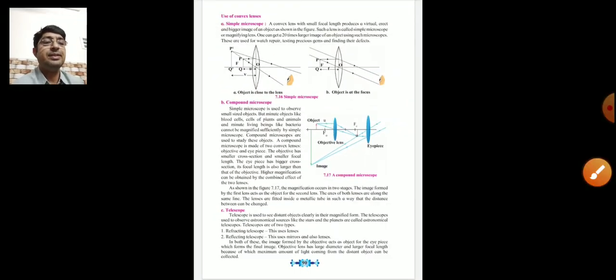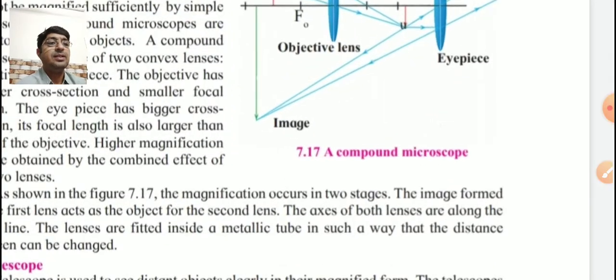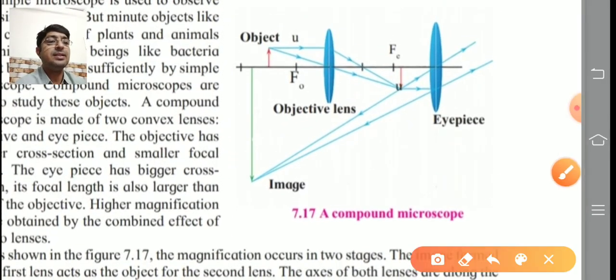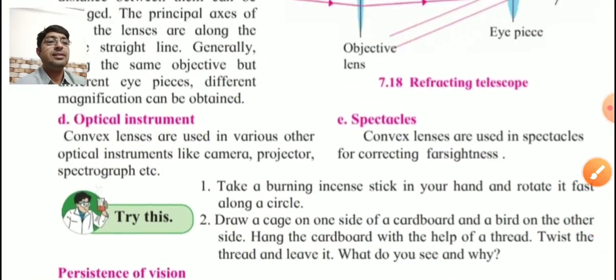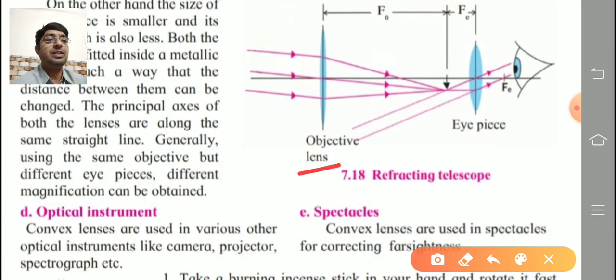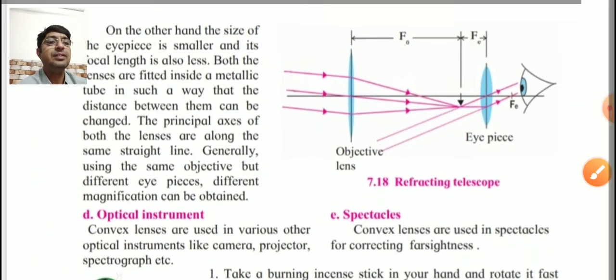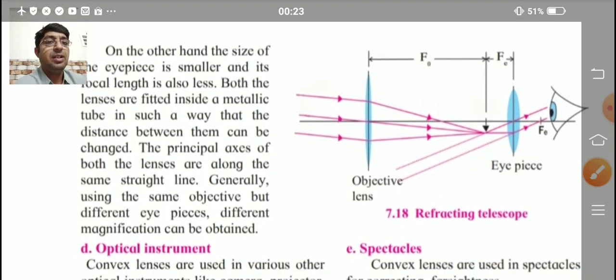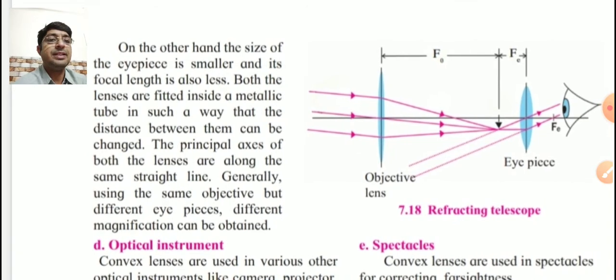See the figure on the next page. Exact opposite. Here the eyepiece is bigger in size in a compound microscope, but in a refracting telescope, the objective is bigger in size. Clear? Now see that explanation. On the other hand, the size of the eyepiece is smaller and its focal length is also less comparatively.